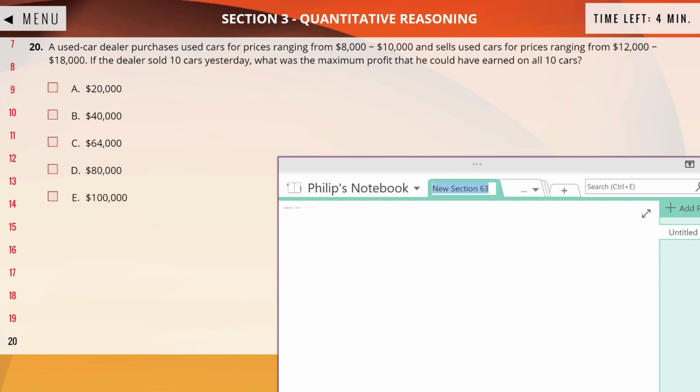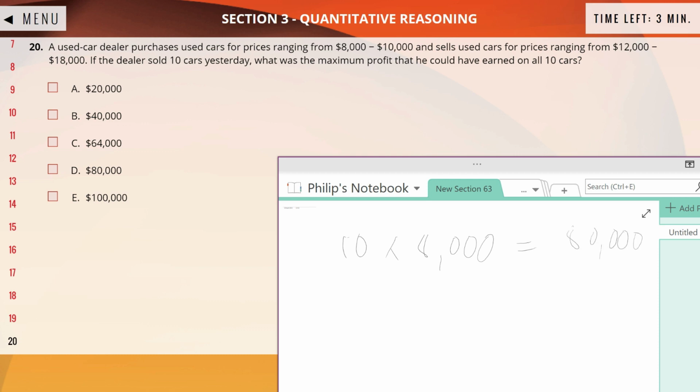A used car dealer purchases used cars for prices ranging from there to there and sells them for prices ranging from there to there. If the dealer sold 10 cars yesterday, what is the maximum profit that he could have earned on all 10 cars? So max profit would be if he bought them all for 8,000. So that's 10 times 8,000. That's the cheapest price he could have got them for, which is 80,000.